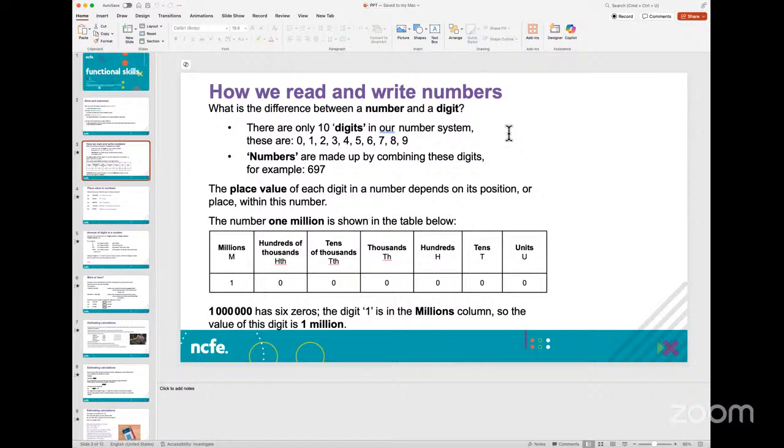Because if I say 799, it is made up of digits, right? 799 means it has got units, tens, and hundreds as values.